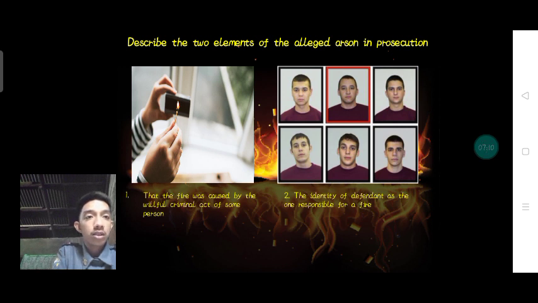Describe the two elements of alleged arson in prosecution. So, in all prosecutions of arson, there are two elements of the alleged crime which the prosecution must prove beyond reasonable doubt. First, that the fire was caused by the willful criminal act of some person. And then the second, the identity of the defendant as the one responsible for the fire. Both of these elements may be established by direct or positive evidence, or by circumstantial evidence, or both.